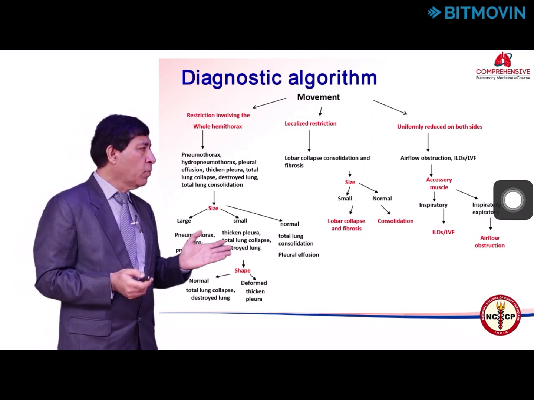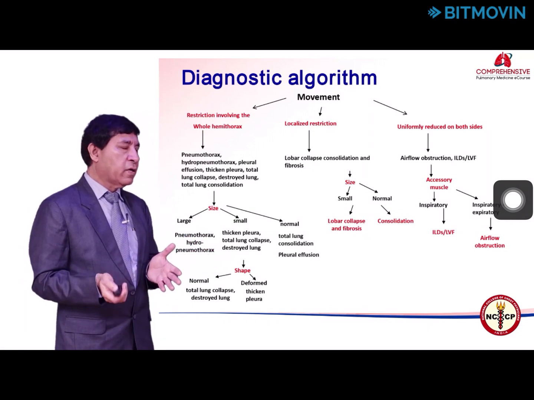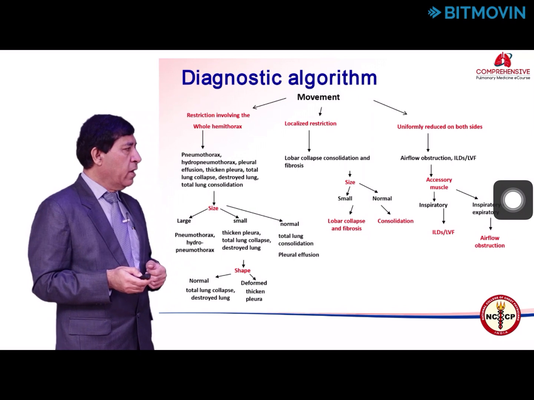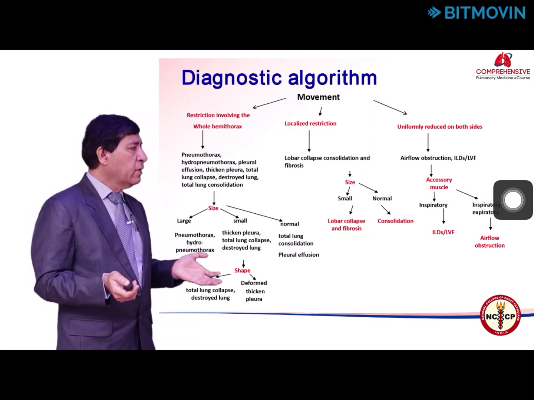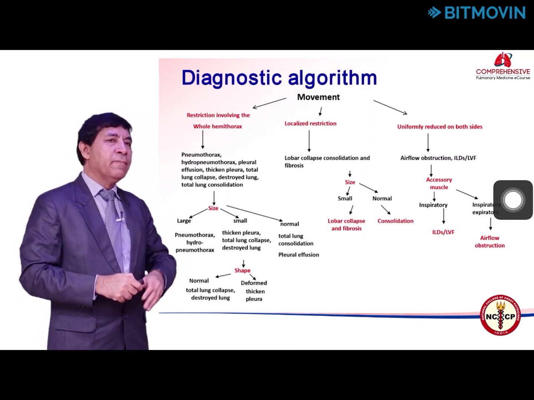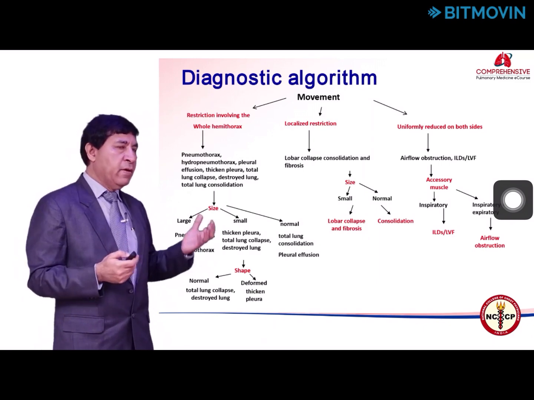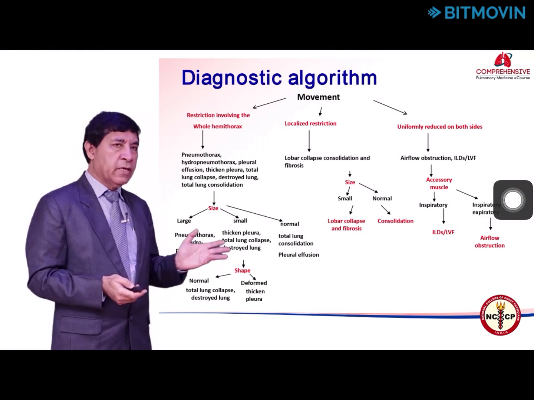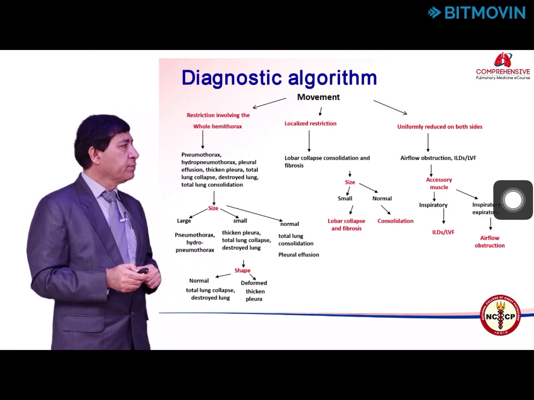If the hemithorax is small on that side, then either it is a thickened pleura, total lung collapse or destroyed lung, and if it is normal, then either it is a consolidation or mild to moderate effusion. So usually massive effusions will have an increase in the size of the hemithorax. In a mild to moderate effusion, the size may be preserved.